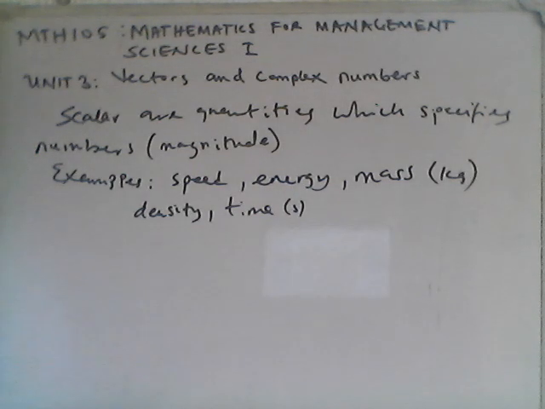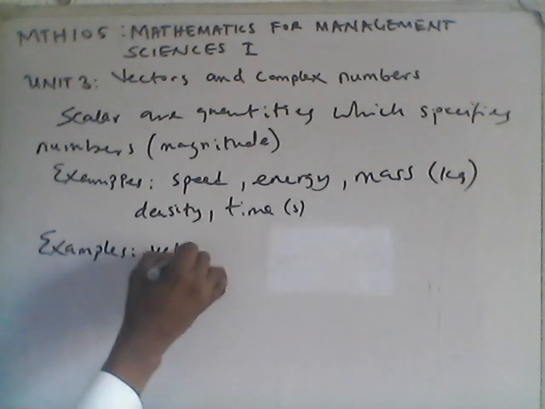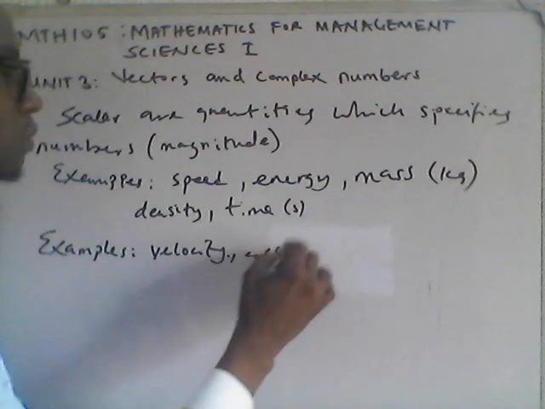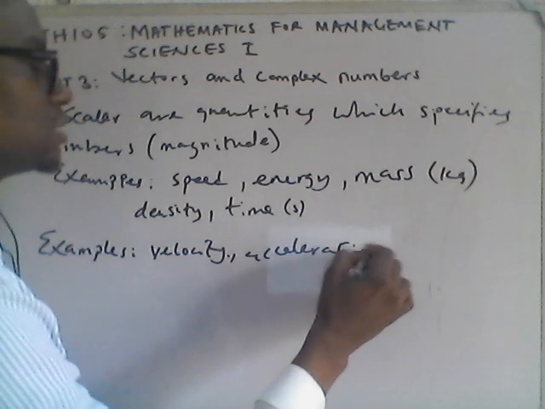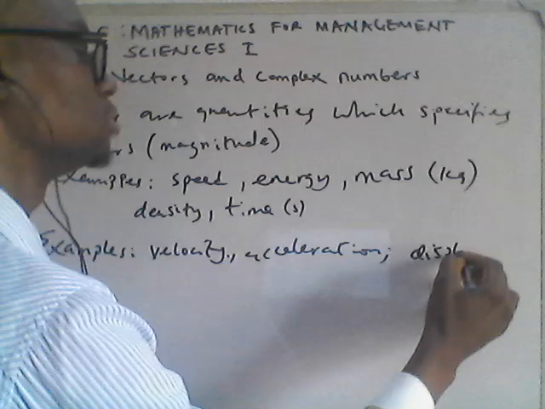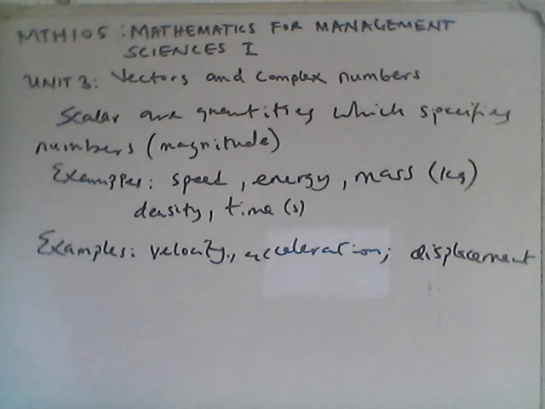But a vector, on the other hand, is a physical quantity which has magnitude as well as direction. Examples of vectors: velocity, which specifies both magnitude and direction. Acceleration, which specifies both magnitude and direction. And displacement, when you say something moves so and so meter due east. So these are examples of vectors.